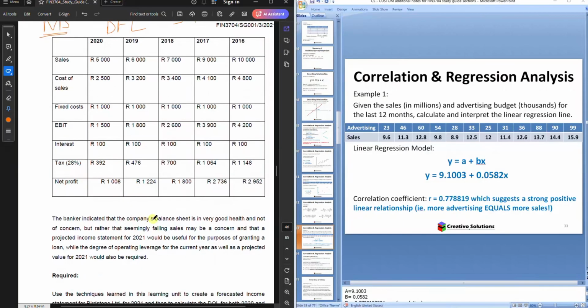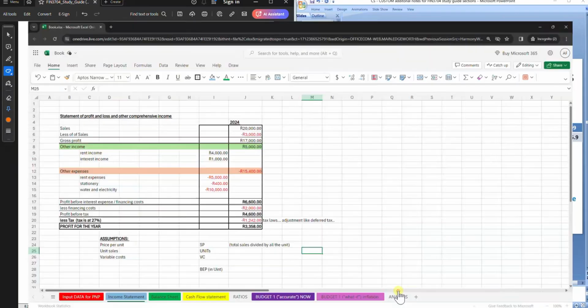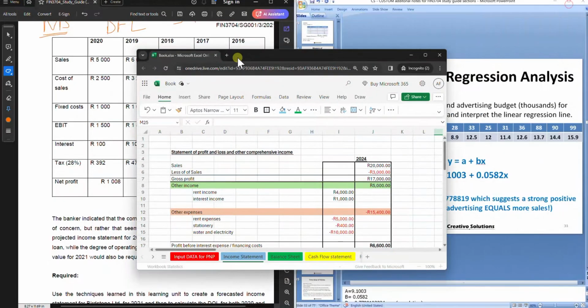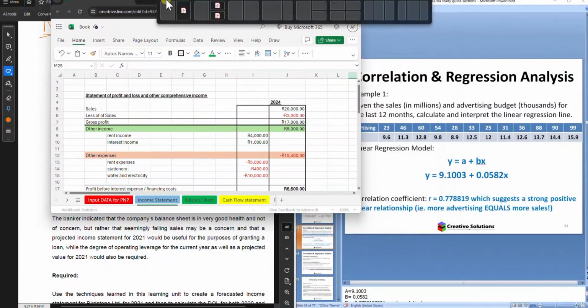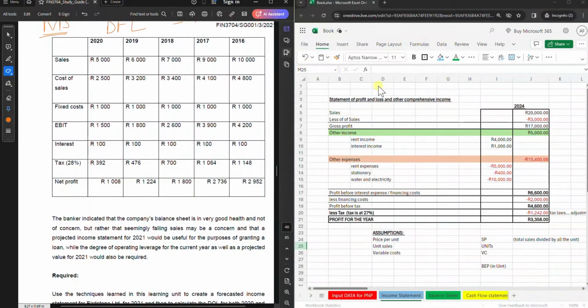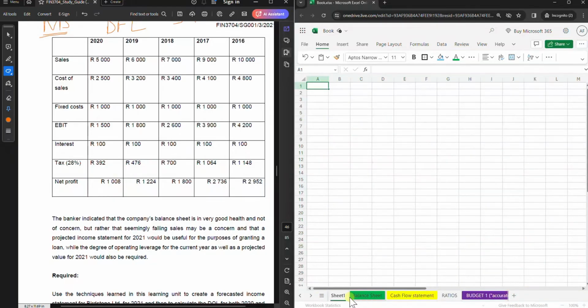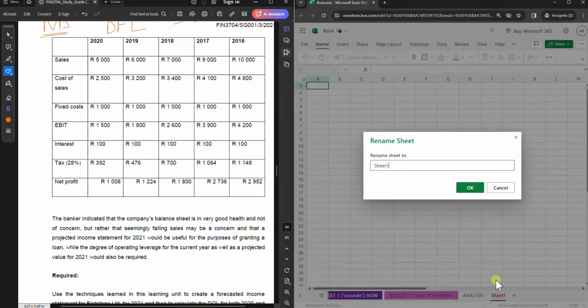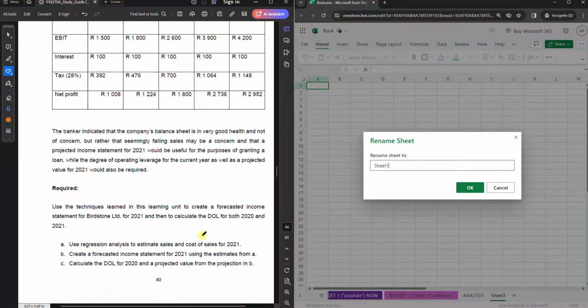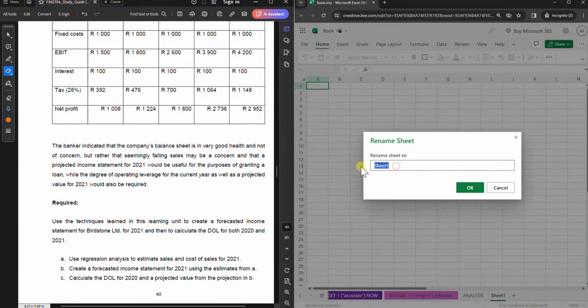Let's do this quickly. This is a nice question. I like this question because it has separate... I'm just going to use a separate sheet for this one. Let's just give it a name. What page is this on? Page 40.